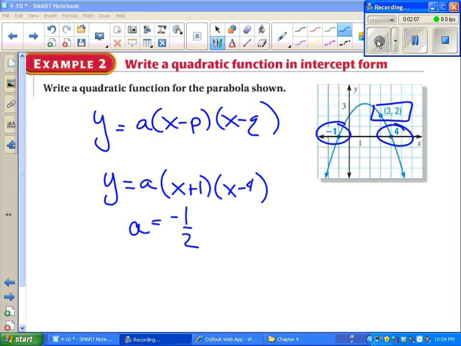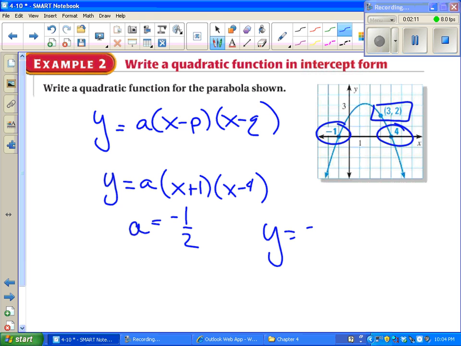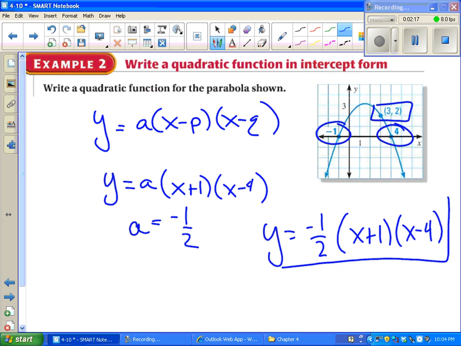Once you solve for a, you got to go one step further and actually write out your answer. You don't have to put it in standard form. It doesn't tell you to put it in any specific form. So we can just leave it in intercept form, keep things simple. If it's for multiple choice, we'd have to match it to whatever form the multiple choice answers gave us.